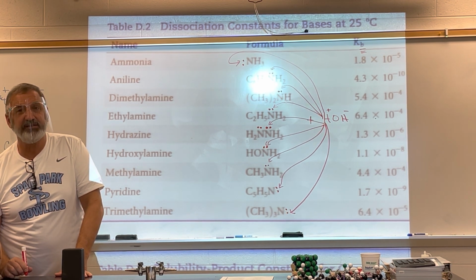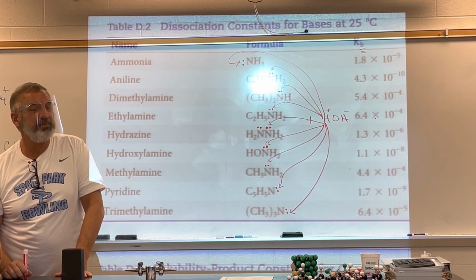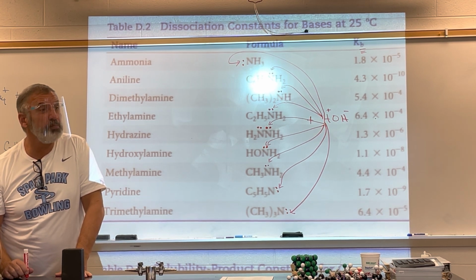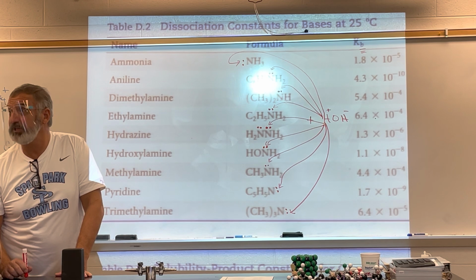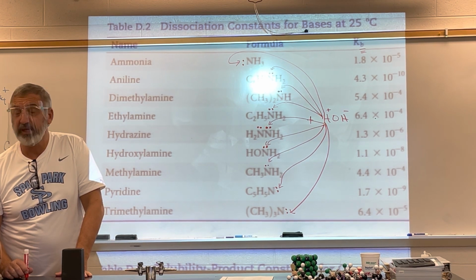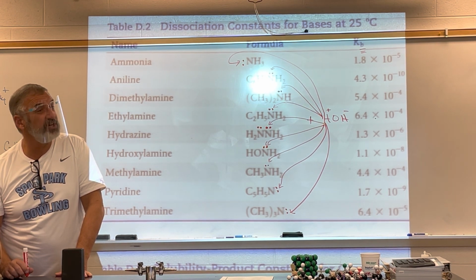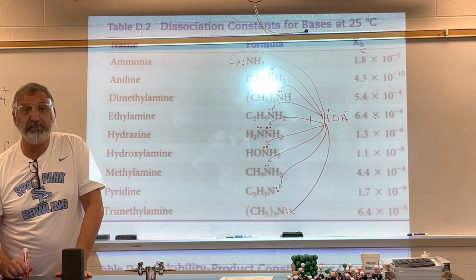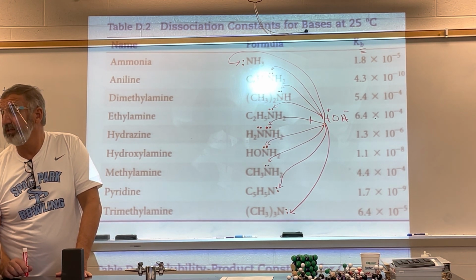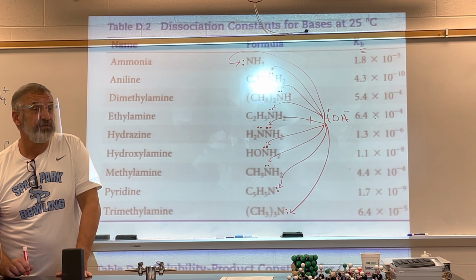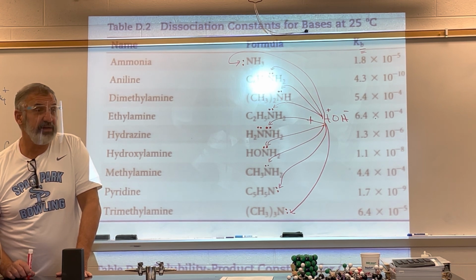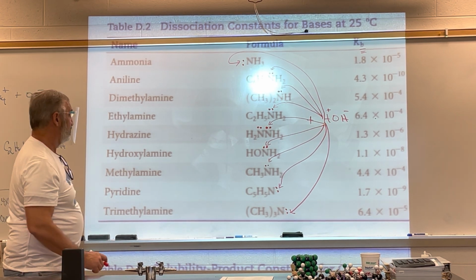And bases accept hydrogens. So just see what would be made. And you have to have a lone pair of electrons for that H plus to go to. Okay, so it's going to go to the thing that has the lone pair. Generally, almost always, for a weak base, it's going to be a nitrogen. At least in this class. We good with that?